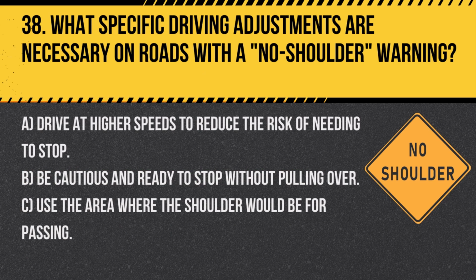Question 38. What specific driving adjustments are necessary on roads with a no-shoulder warning? A. Drive at higher speeds to reduce the risk of needing to stop. B. Be cautious and ready to stop without pulling over. C. Use the area where the shoulder would be for passing. Answer B. Be cautious and ready to stop without pulling over. The lack of a shoulder means less space for emergency maneuvers.